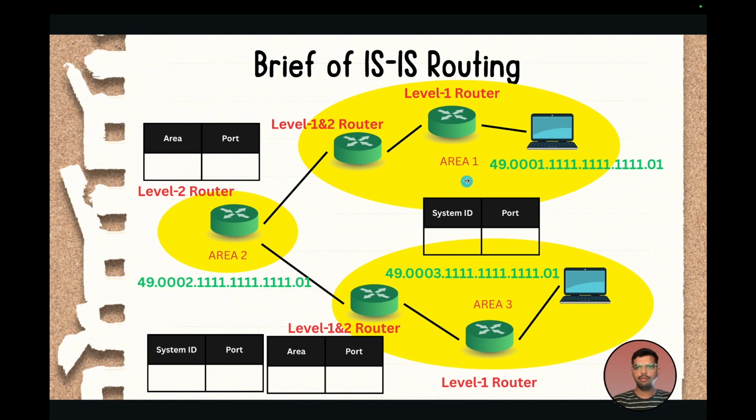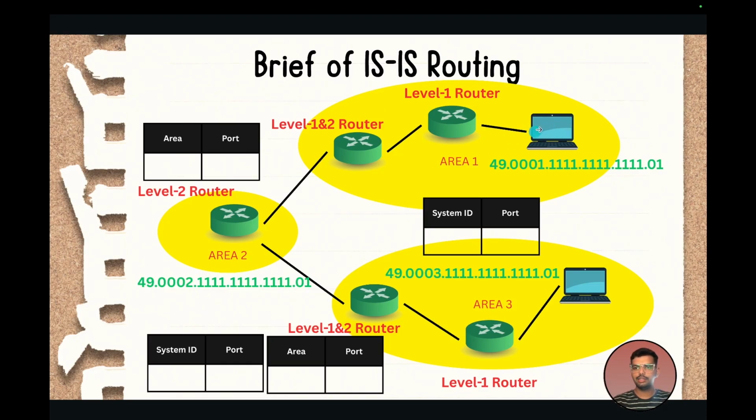As per the discussion, the level 1 router will only have the level 1 LSDB, which is nothing but the mapping of system ID with the port number. Then the level 1 and 2 router will have the level 1 LSDB and the level 2 LSDB. The level 2 LSDB is nothing but the area ID mapped with the port identification. So the level 1 and 2 router will have both of these LSDBs, and the level 2 router will only have the level 2 LSDB. That's the difference, or that's the brief of IS-IS routing.